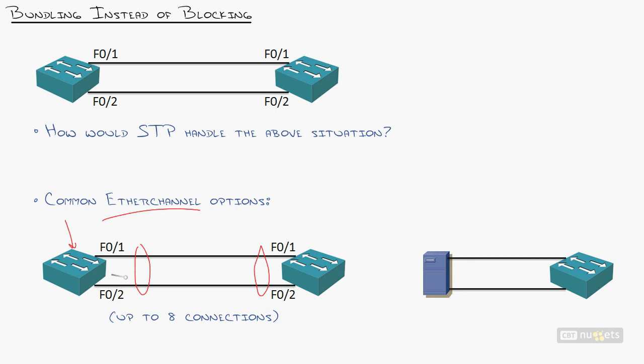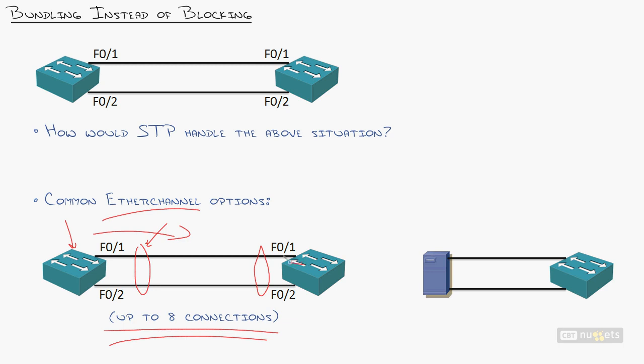See, what happens is when I bundle these together, it's going to see them as one interface. So for instance, when it sends a broadcast, it'll send it out this port bundle as one interface. Only one of those lines will actually send the broadcast. It's not going to send it out both of them, thus resulting in a loop. So everything is seen as one. Now you can actually bundle up to 8 connections together.